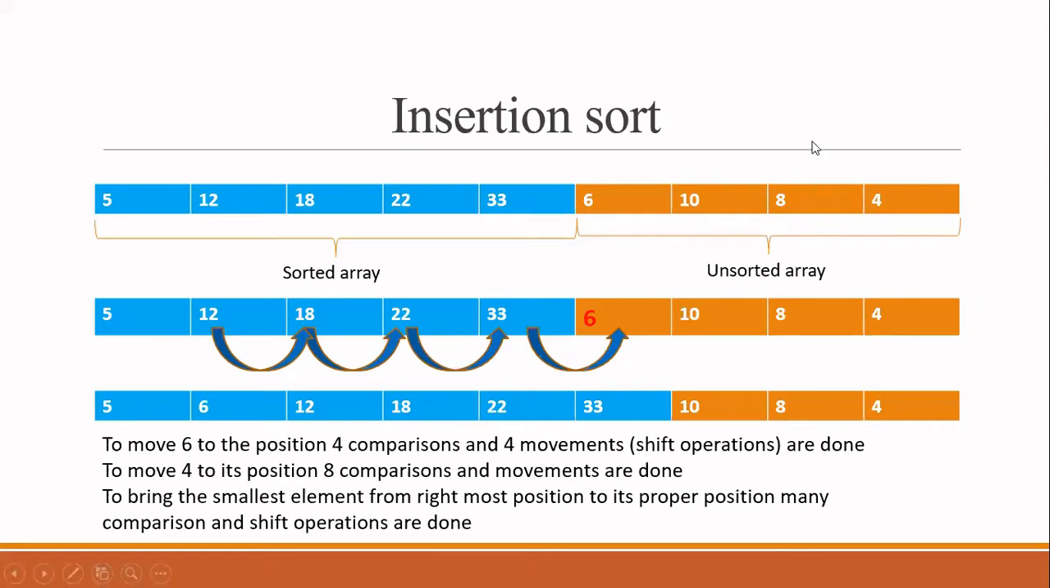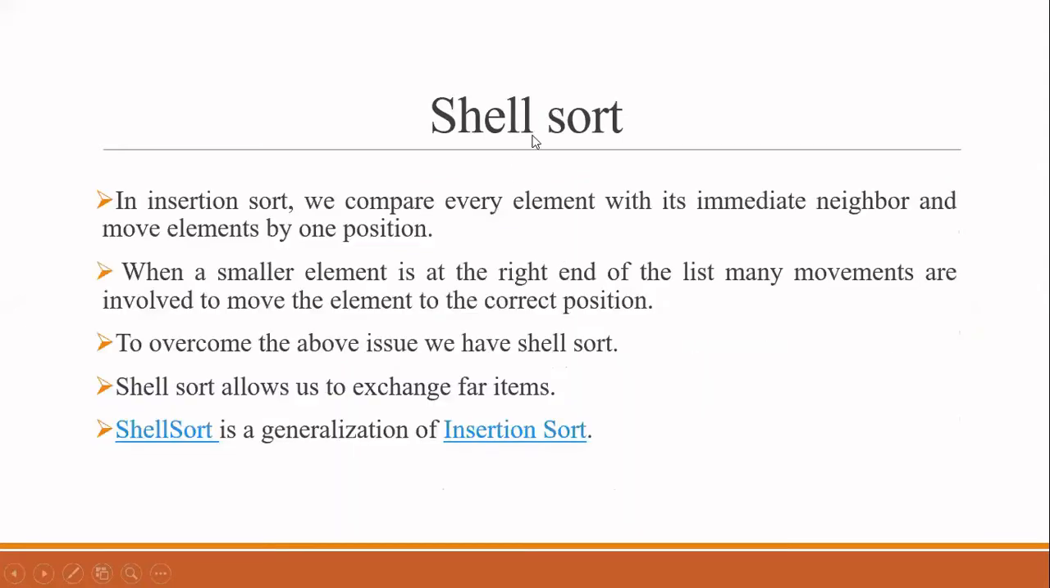Okay. Hope you understand why we are going for shell sort. Now let us see what shell sort is. In insertion sort, we compare every element with its immediate neighbor and move the elements by one position. When a smaller element is at the right end of the list, many movements are involved to move the element to the correct position, whatever I told you just now. To overcome the above issue, we have a new sorting known as shell sort.